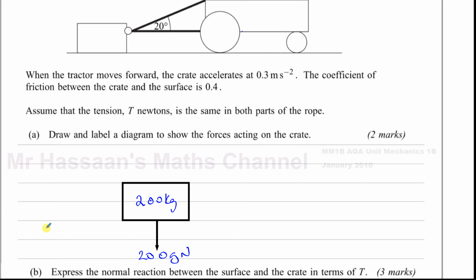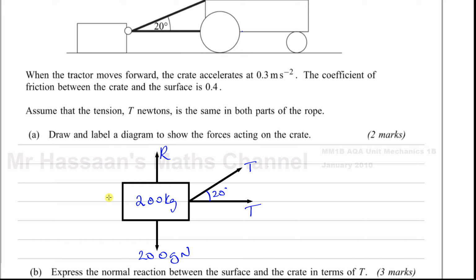And when it's in contact with a surface, there will be a reaction force acting, which will be perpendicular to that surface. So the reaction force acting on the crate from the floor is going to be acting upwards. I'll label that as R. And then you have the rope that's horizontal, and there's a tension T in that rope. And then there's a rope which is at 20 degrees to the horizontal, and the tension in there is exactly T newtons as well.